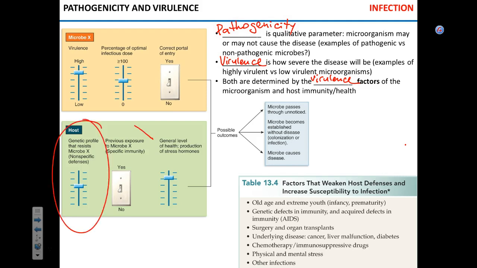So it's not only the general level of health, it's also genetic profile. That's a great example. There was a case a few years ago when a girl, without any apparent abnormalities, at the age of 6 months developed an extremely severe influenza infection. She was on the brink of death, and nobody could figure out what was wrong with her.